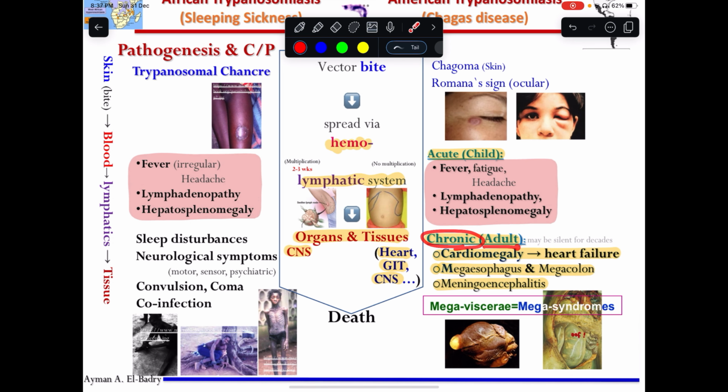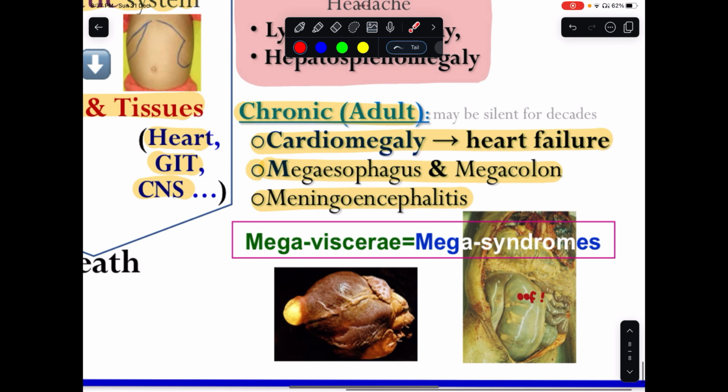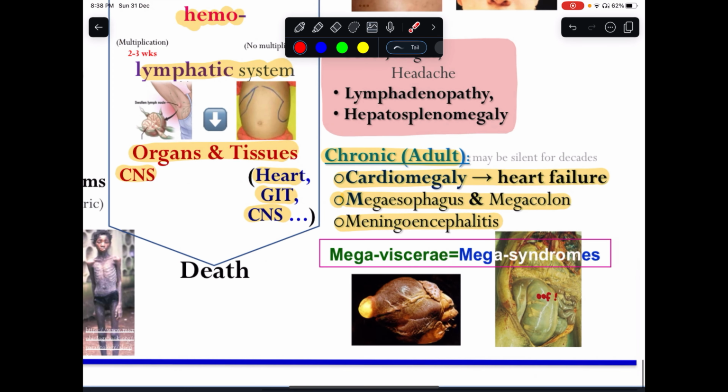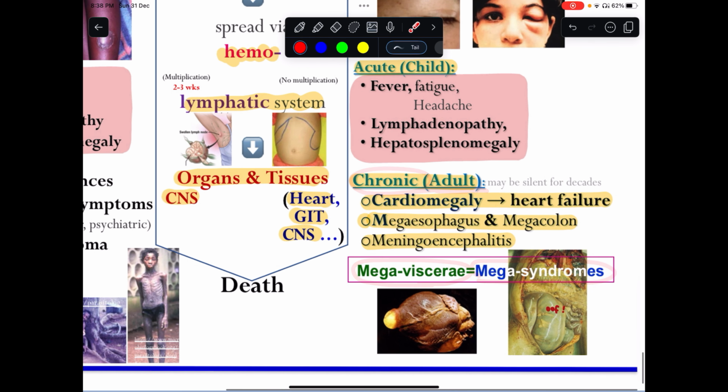Chronic in adults, the American form causes cardiomegaly. Of course it could lead to heart failure. It causes megaesophagus, megacolon, like oh my god, just look at it. And meningoencephalitis. So mega syndromes, mega viscera, chronic in adults of American trypanosomiasis. It may be silent for a decade.